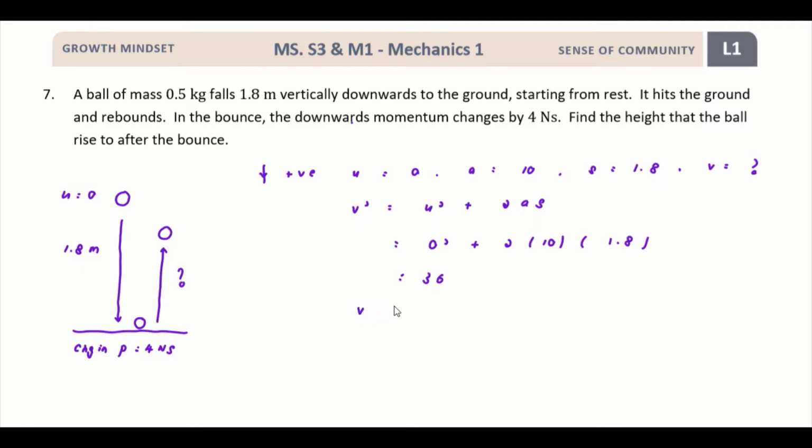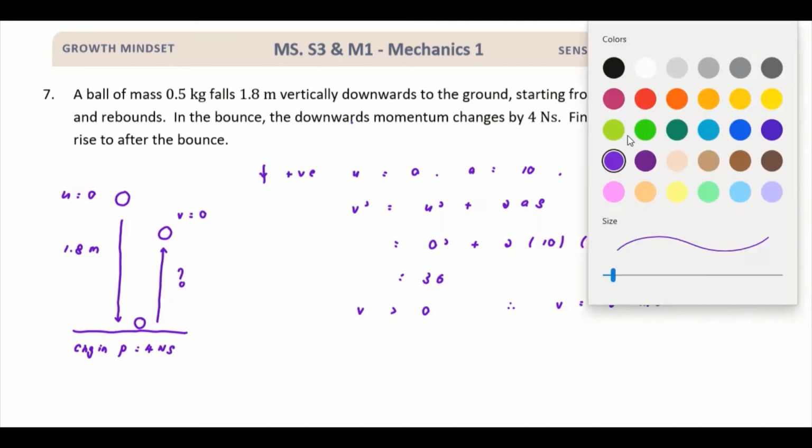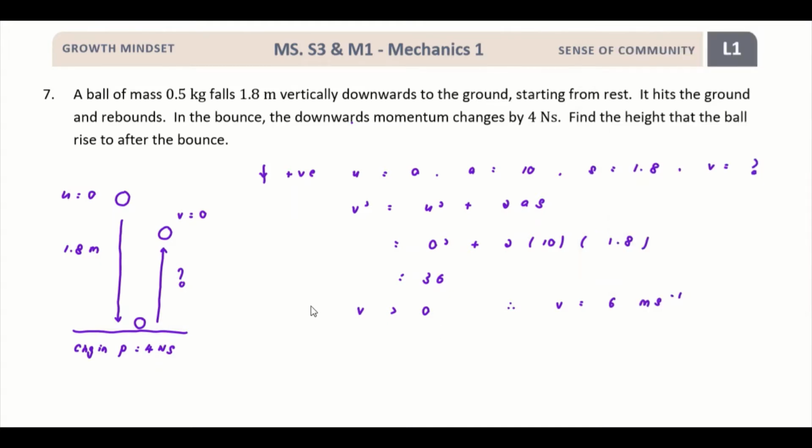So V, in this case, is going to be in the same direction as the positive direction, so V should be a positive number. V is equal to 6 meter per second. After we got this, we can find out the initial velocity when it rebounds. When the final velocity is 0, we want to get the displacement. Let me use another color to indicate the different stage.